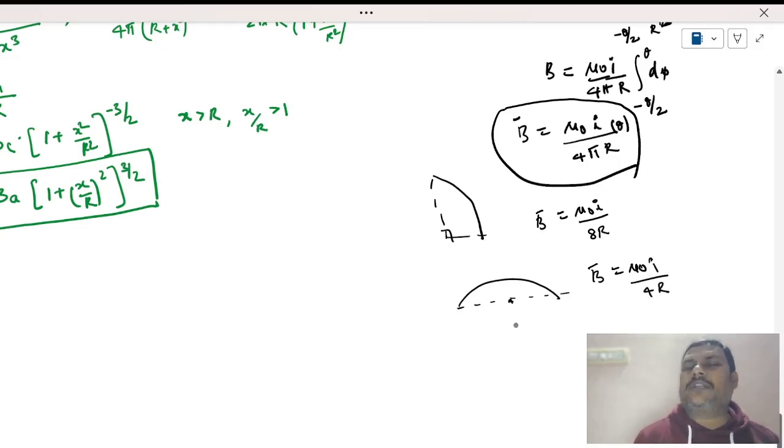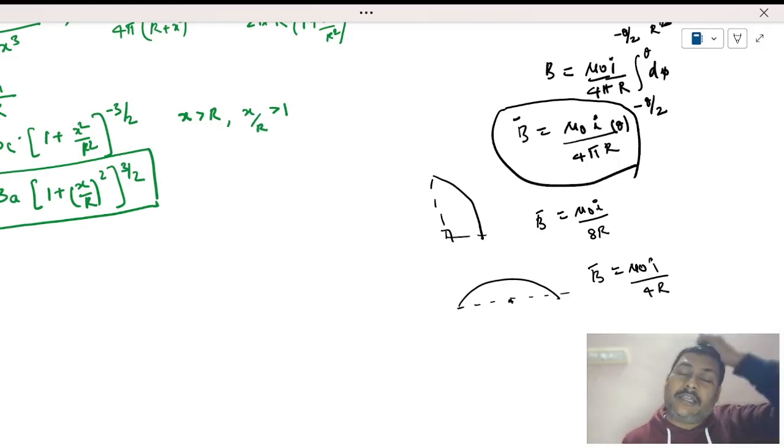You can directly substitute these. They will give combinations of straight wire, semicircles and circles. Those applications I will give in the next class.